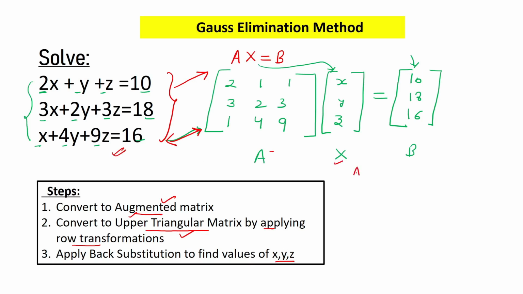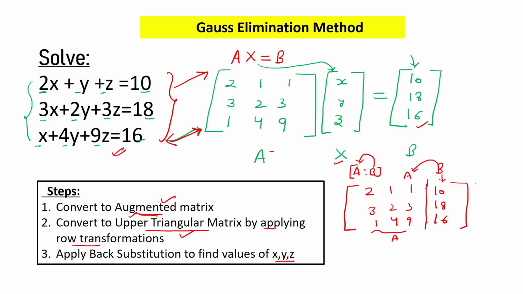Now the augmented matrix is of the form A colon B. So what does it mean? Augmented means to join something to something. We have to join the B vector to the A matrix. That means we write this A matrix, and now we can put either a colon or a straight line, whatever you want. Now here we write the B values, which are 10, 18, and 16. So this complete matrix is an augmented matrix.